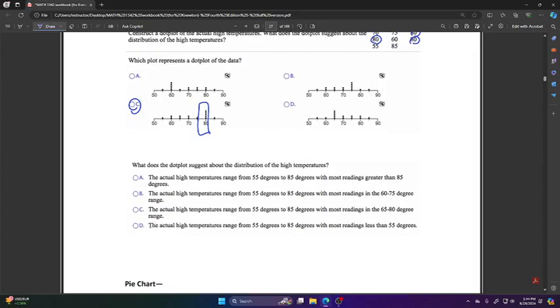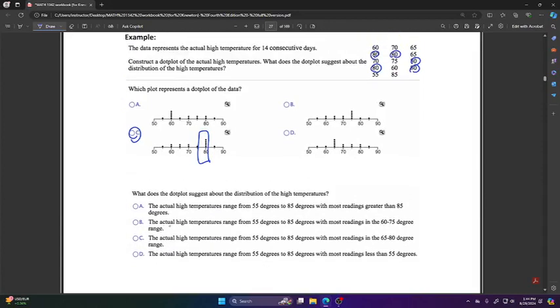What does the dot plot suggest about high temperatures? Oh, I guess they're about temperatures. Which one makes sense then? I'll wait.